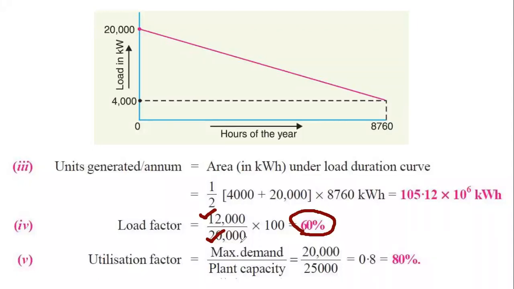For the utilization factor, the maximum demand was 20 but your capacity was 25. So basically at a time you are using at maximum 80% of your capacity. So that was the easiest way possible to solve those. And I hope that looks very easy for you.